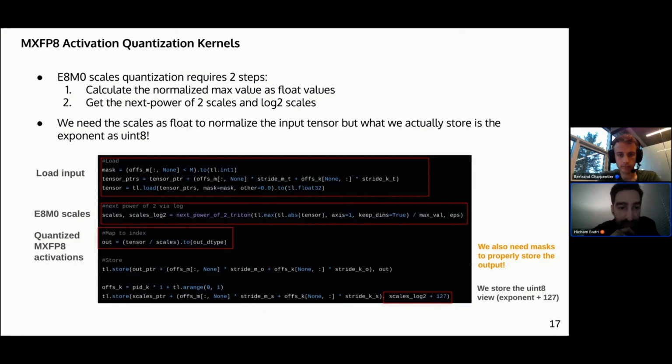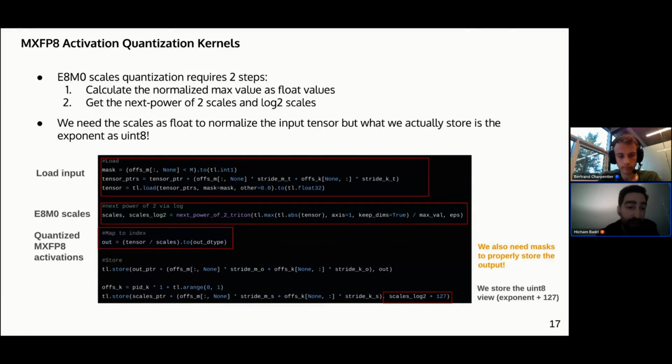So basically it's very simple. We load this block and then we do tl.max. We divide by the max value, and then we find this next power of 2 that I'm going to talk about later. But here we need two types of scales. We need the float value of the scales because we need it to quantize the weights.